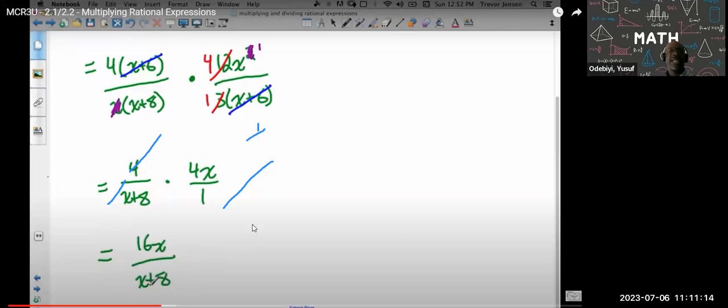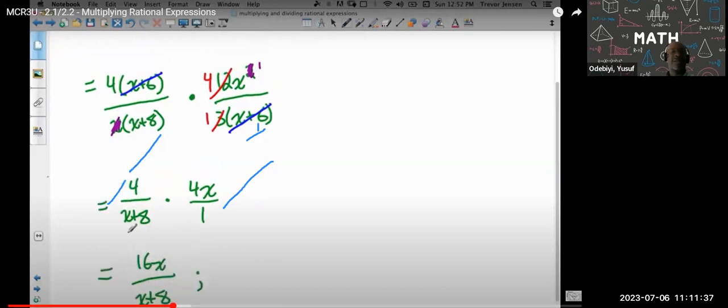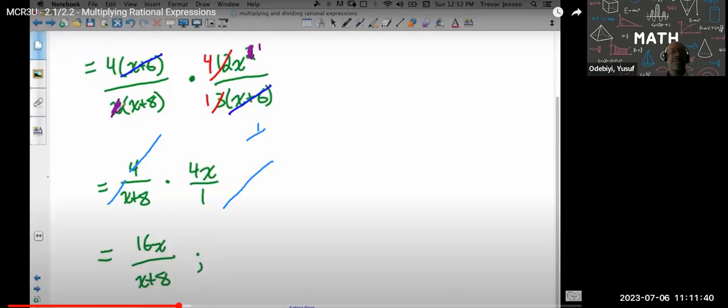Now, my answer is done, but I've got to state my restrictions. My restrictions are going to be based off my original expression. So x cannot equal 0. That's one. If x is 0, that means everything is 0. x cannot equal -8, and then x cannot equal -6. So that's my final answer with the restrictions: x cannot equal -8, -6, and 0.